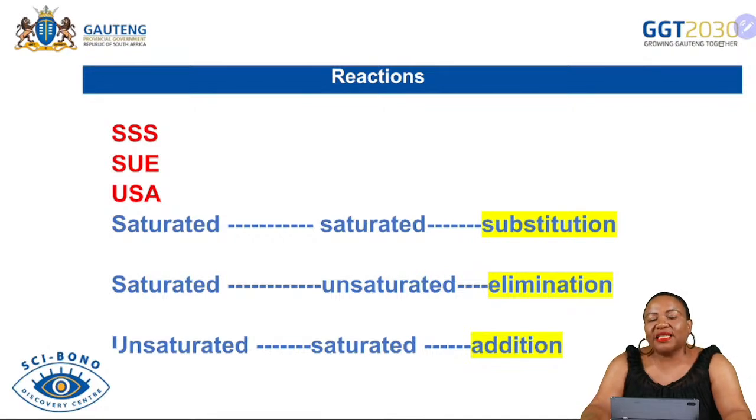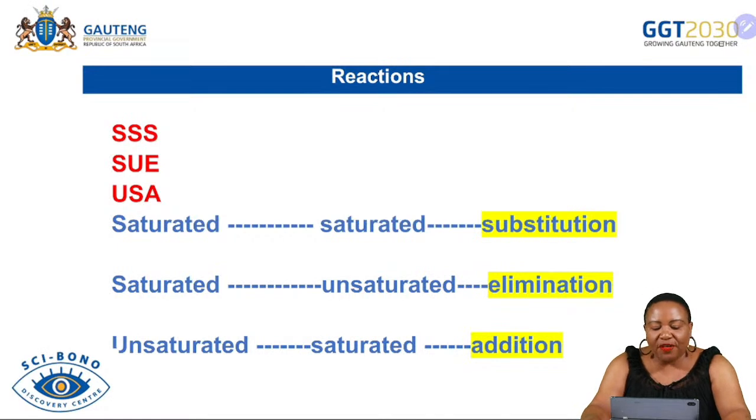When an unsaturated product is formed, you will definitely know that that type of reaction is elimination. So SU means saturated to unsaturated provides you an elimination reaction. Remember, learners, this will assist you, especially when you are able to identify those compounds as saturated or unsaturated.